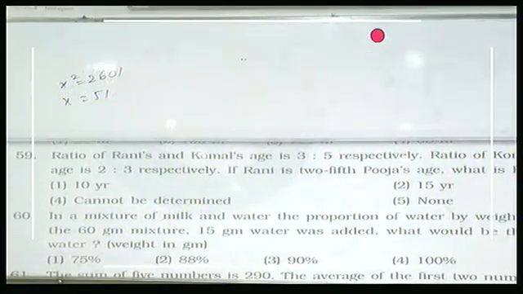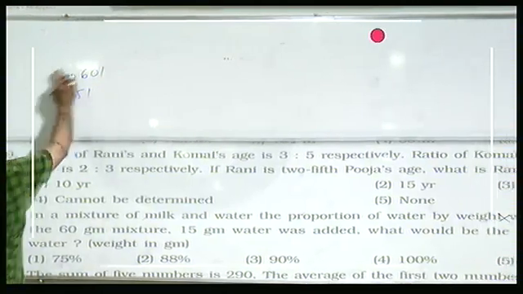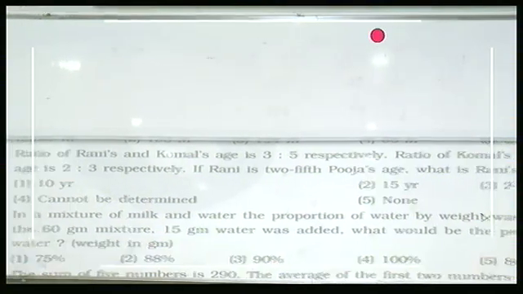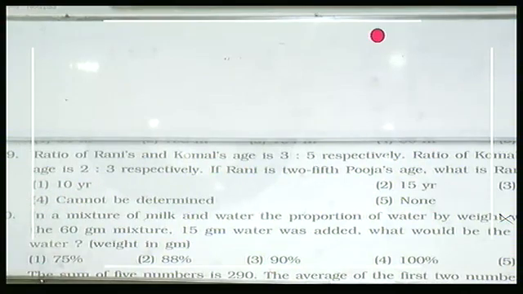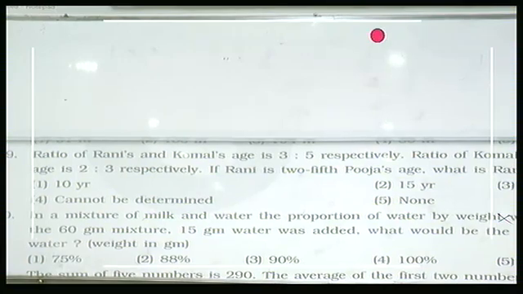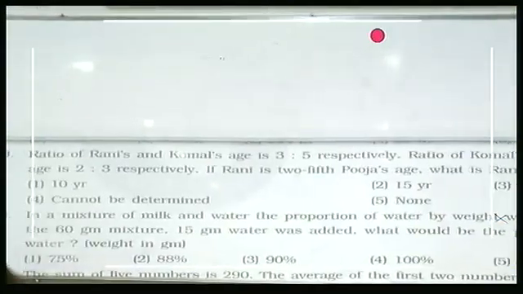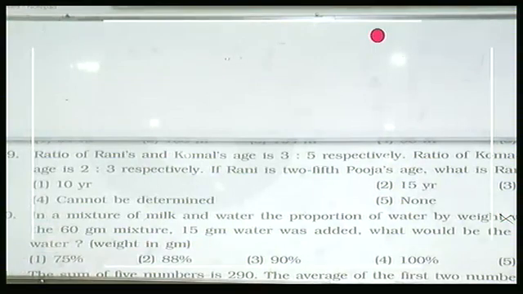Ratio of Rani's and Komal's age is 3:5 respectively. Ratio of Komal's and Pooja's age is 2:3 respectively. If Rani is 2/5 of Pooja's age, what is Rani's age? Do you have any information in terms of years? Will you get an answer? No. When there is no information in years, we cannot give the answer in years, right? Answer cannot be determined.